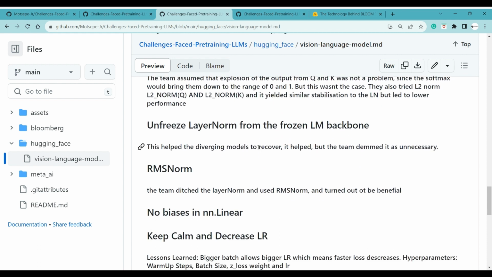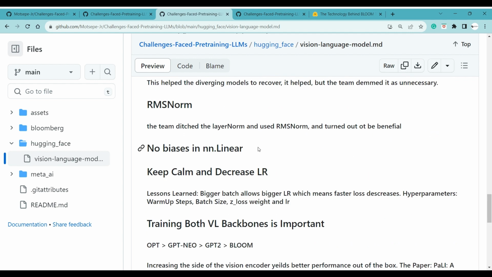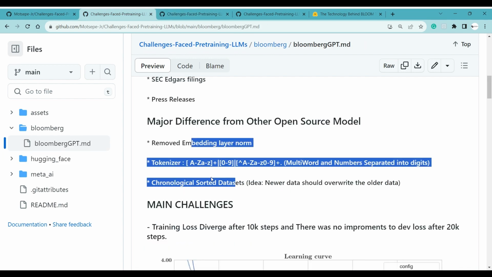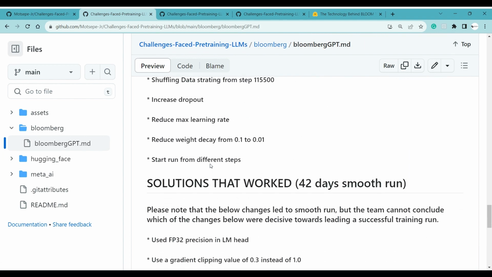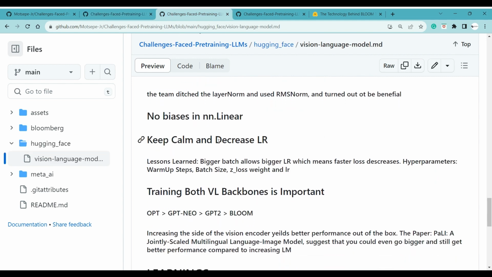One thing they said was that unfreezing the layer norm from the frozen language backbone helps. Remember that we said those pre-trained backbones were frozen, but they unfroze certain modules like layer norm. They realized that this helped the diverging models to recover, but the team deemed it unnecessary. You still remember the root mean squared layer normalization. In this case, the team said that it tends to be beneficial, which is why I left it here on the Bloomberg data. I wish the team also tried to use that. Probably it would have helped. Then they said that they had no biases in layers, and the team said that this actually worked fine.